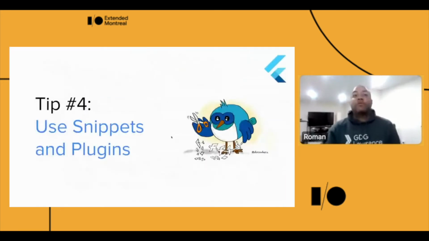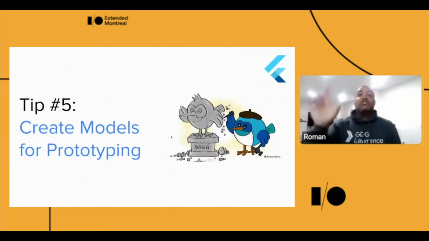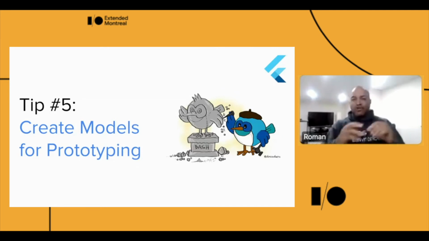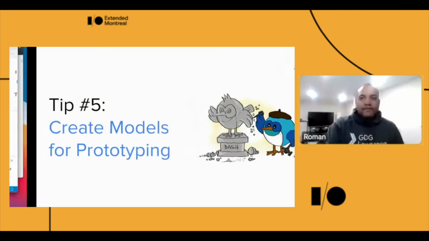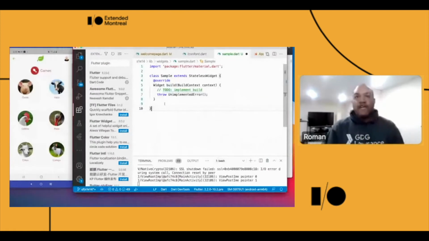So that was tip number 4, using snippets and plugins. Number 5, create models for prototyping. I usually do this because I hate hard coding in my application. When I'm prototyping my application, I usually create models initially. I create Dart models that allow me to iterate through lists or something like that, and I'm creating components like that. I like to create my model.